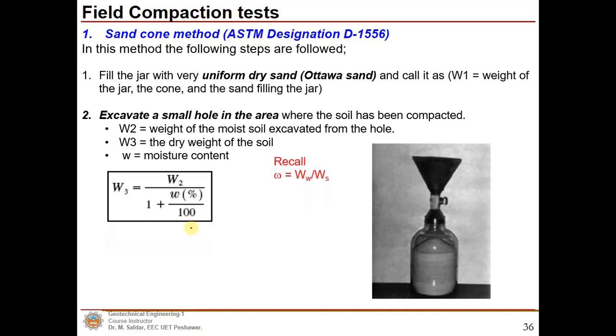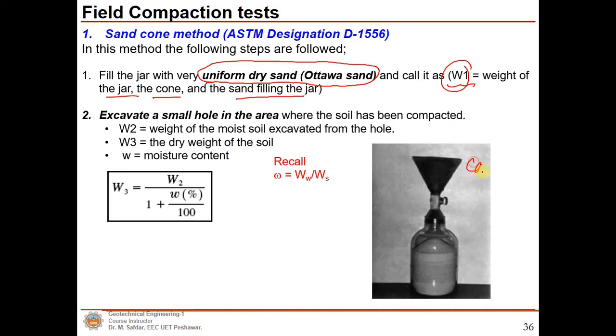following steps are performed. First of all, we need to fill the jar with a uniform dry sand, Ottawa sand, and call it W1. Ottawa sand is a standard sand with the known unit weight, density and also specific gravity. The weight of the jar, the cone and the sand filling the jar is noted down, and that is known as W1.